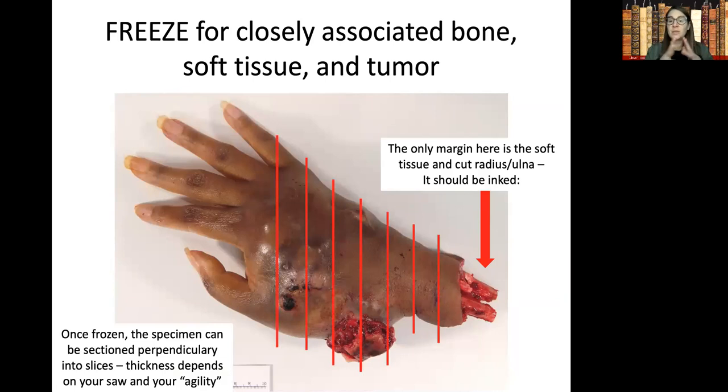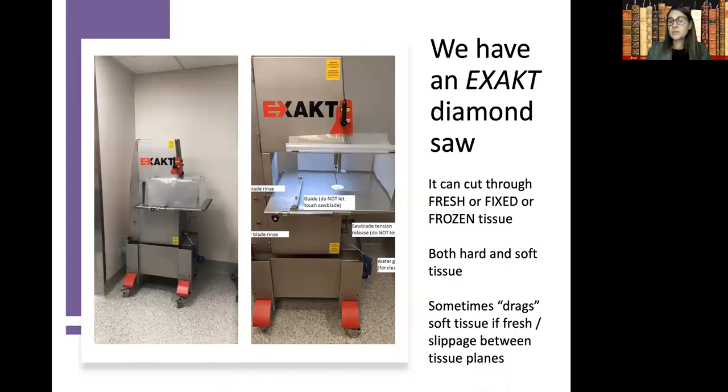We can always thin pieces of it down later, but it's most important to get the sections while fresh so that we can start the fixation process. At the University of Chicago, we have an EXAKT diamond saw. This can cut through fresh tissue, fixed tissue, certainly through frozen tissue. In fact, it can actually cut pretty successfully both through hard and soft tissue.